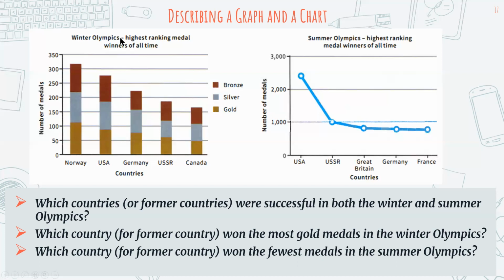Because Winter Olympics, of course, is different from the Summer Olympics. So which countries were successful in both the Winter and Summer Olympics? As you can see, USA, Germany, and the USSR. Now which country or former country, because the USSR, of course, doesn't exist anymore, won the most gold medals in the Winter Olympics? It's Norway. Which country or former country won the fewest medals in the Summer Olympics? It's France, obviously. So you have to study these figures, these details in this visual data for 2 minutes before you start writing anything.